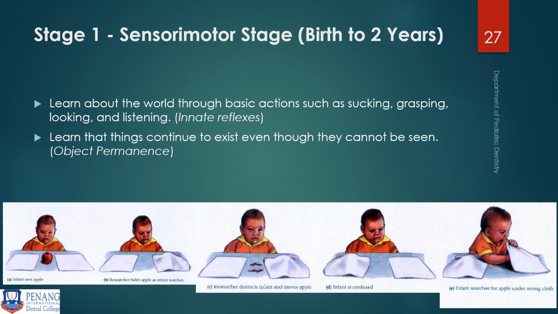In this stage, as the child is towards 2 years of age, they will learn that things continue to exist even though they cannot be seen. A typical example of this is called object permanence.